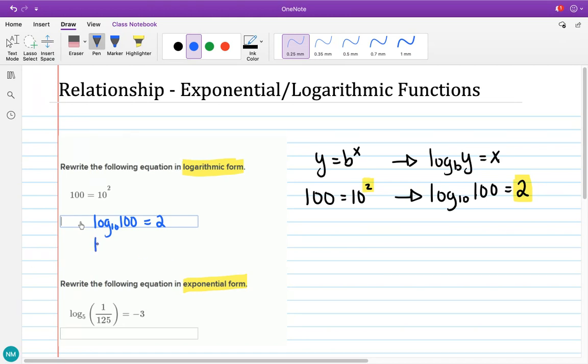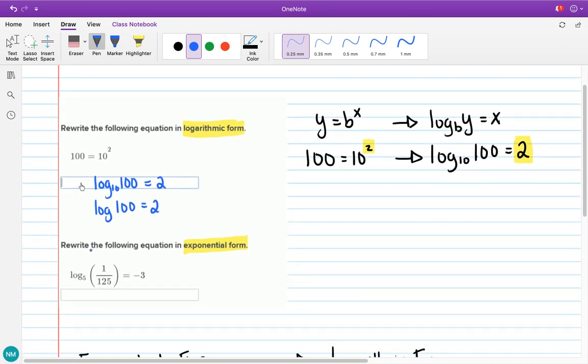You can also write this as just log of 100. We're going to learn later on that when you have just log by itself with no base, it is assumed to be 10. Kind of like when we have a square root. When there's no index, it's assumed to be a 2. With logarithms, if there's no base, it's assumed to be a 10. So you could rewrite this as log of 100 equals 2 also.